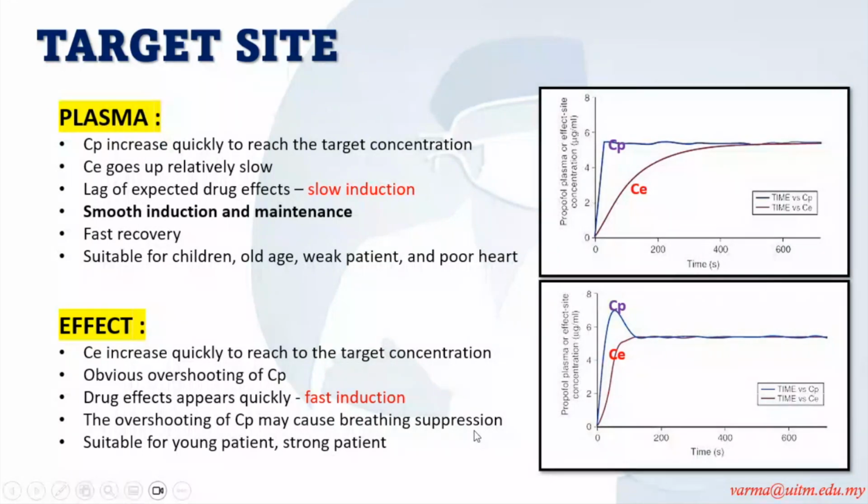So this is breathing suppression, and also hemodynamic fluctuation, because there's a large amount of propofol in the blood going into your hemodynamics. It does not only go to the brain, it also goes to the other parts of your body, your heart and everything. So in patients who have a poor heart, or unstable hemodynamics, this is not so ideal. It is more suitable for young, strong patients, mean ASA 1 patients.